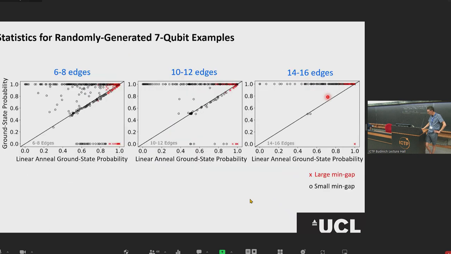If we change the problem a little by adding more edges, we basically add more constraints, which removes this low energy transition towards the end of the anneal, or increases the gap in the problem Hamiltonian. And that seems to suggest that we move to a regime, as we increase the edges, where the diabatic approach is more favorable.